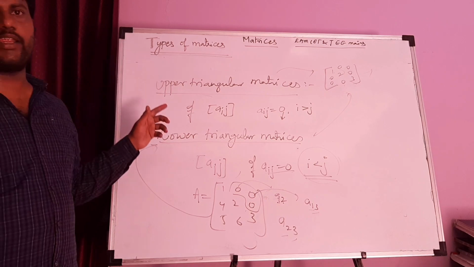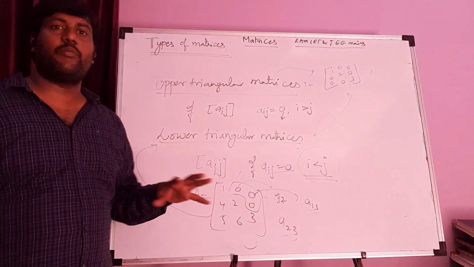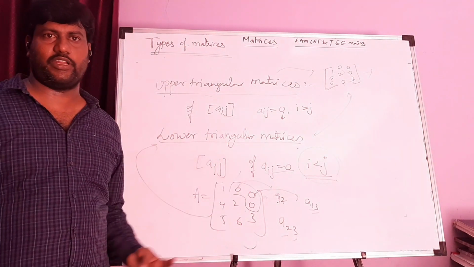Next we go for symmetric and skew symmetric matrices. We have not discussed them on the board yet, we will see them in the next orthogonal matrix.